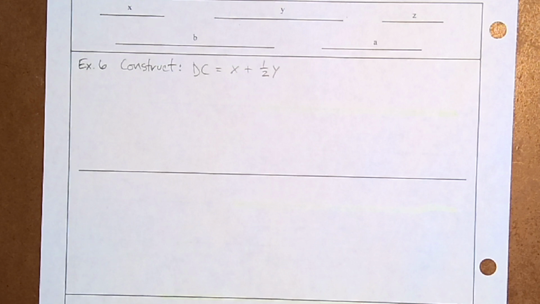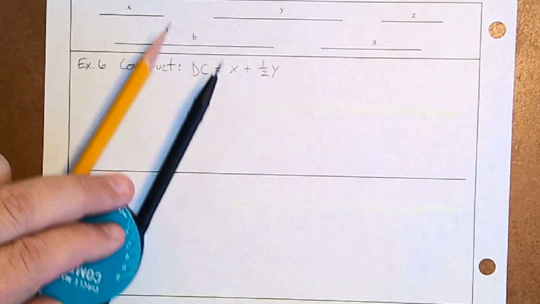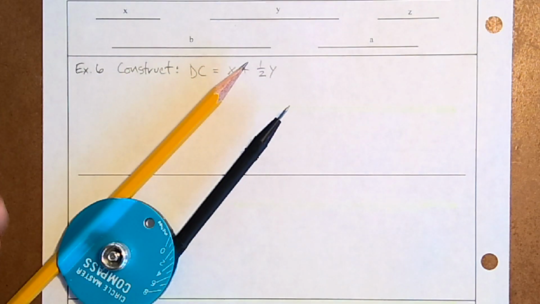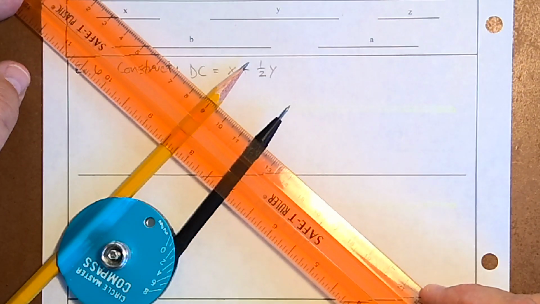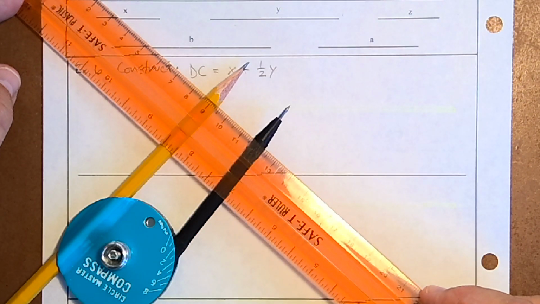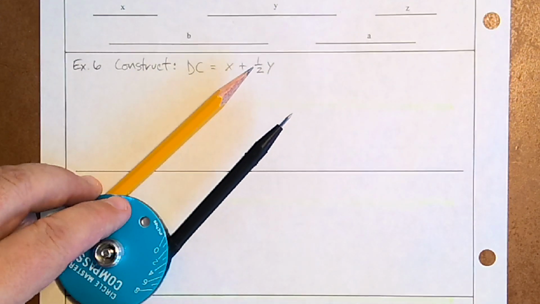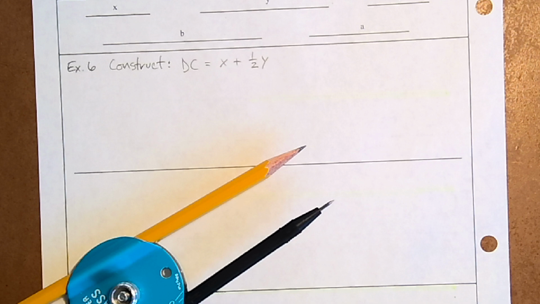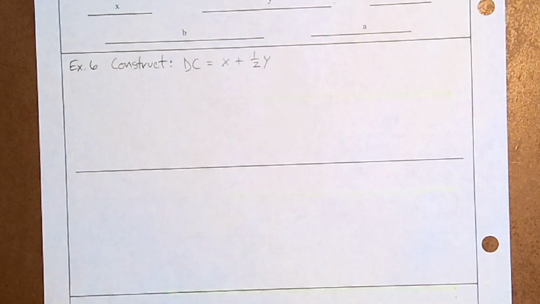Okay, ready? Let's plan in our mind, keeping in mind we're using this tool. We are not using this tool. This was a construction requirement. We're using this tool. Okay, let's think for a second. So if we wanted to build this left to right, we would need a starting point, right? And then we would need a length of x, right? And then we would need a length of 1/2 of y.